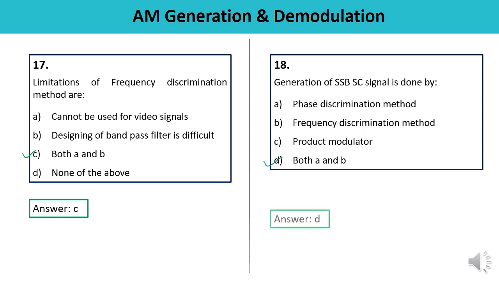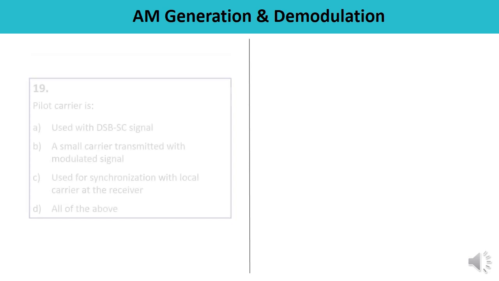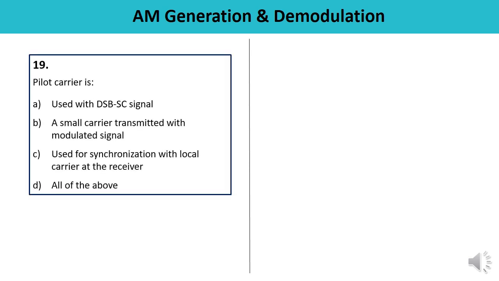Let us check the correct one. Question number 19. Pilot carrier is. Options are used in DSB-SC signal, a small carrier transmitted with modulated signal, used for synchronization with local carrier at the receiver, and all of the above. See, pilot carrier is a small carrier transmitted with modulated signal from the transmitter, right? And it is separated at the receiver and it is used to phase lock the locally generated carrier signal at the receiver. And it also provides synchronization at the receiver.